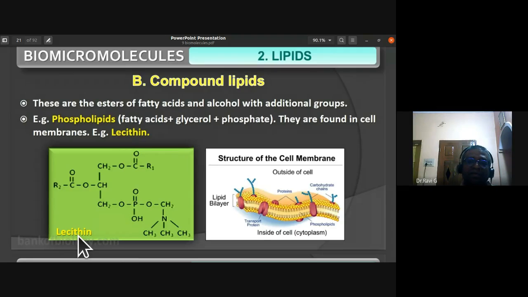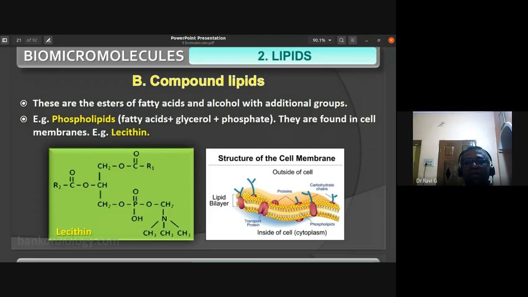So compound lipids are the esters of fatty acids and alcohol. They have fatty acids and glycerol with additional groups, like fatty acids plus glycerol plus phosphate. Phospholipid is an example, where they have fatty acid plus glycerol plus phosphate. They are found in cell membranes. Example, lecithin.